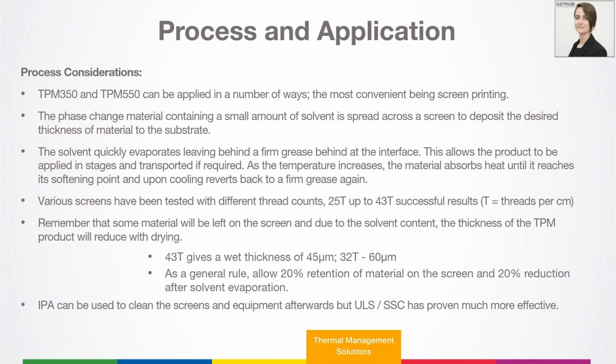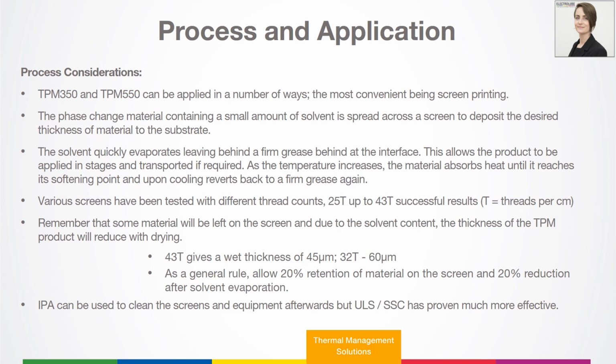So Electrolube products TPM 350 and 550 can be applied in a number of ways, but we would recommend screen printing. Screens have different thread counts, so it's important that you test to see which is the best thread count to get down the amount of material you need for your application. But typically, we recommend 25 to 43T.